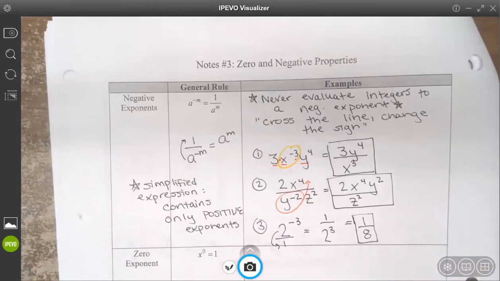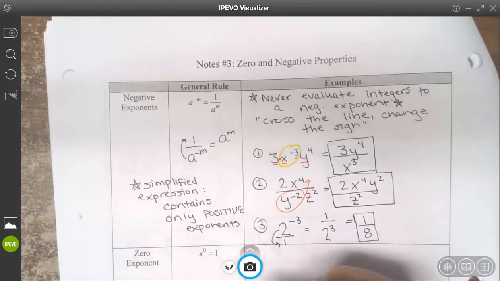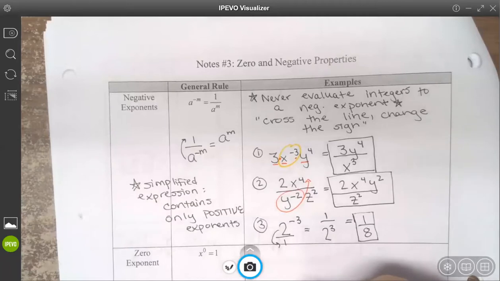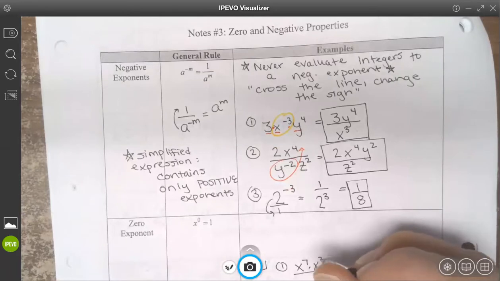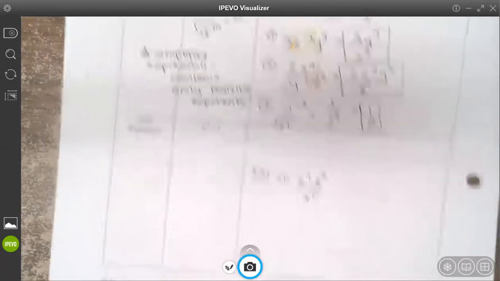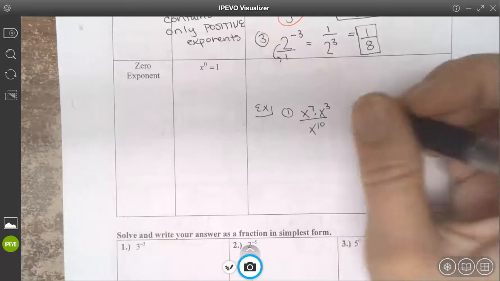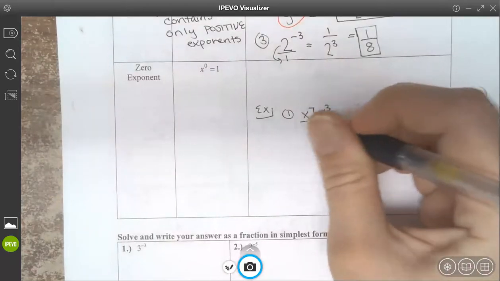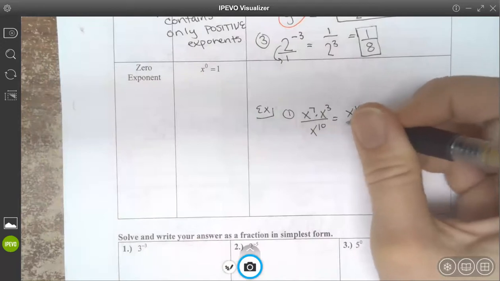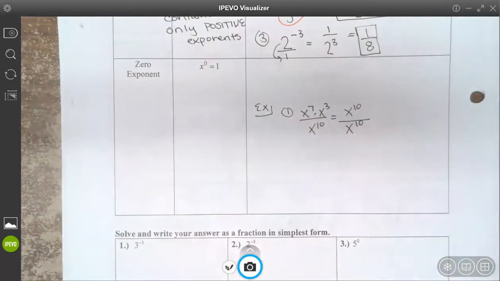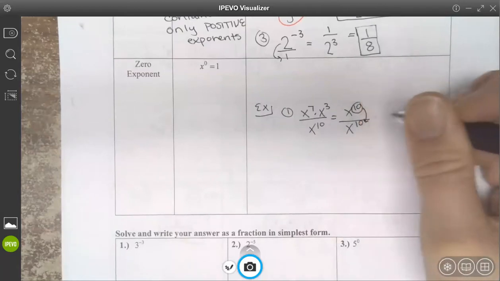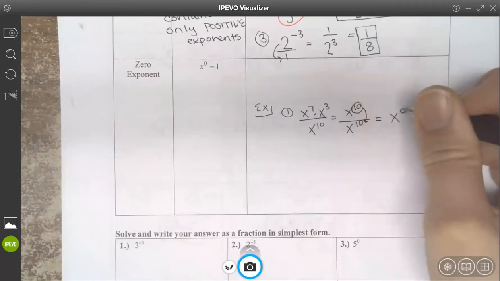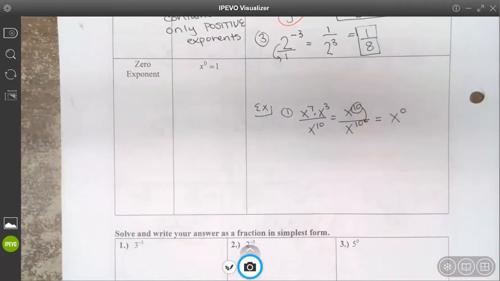Okay. The other property that we have, and I'm going to start with an example here, is our zero exponent. So if I had, let's say, x to the 7th times x cubed over x to the 10th, and we use our properties of exponents to simplify that. I go, okay, multiplication here, I should add my exponents. That gives me x to the 10th over x to the 10th. And if I use my division property and subtract, that's going to give me x to the 0 power. 10 subtract 10 is 0.